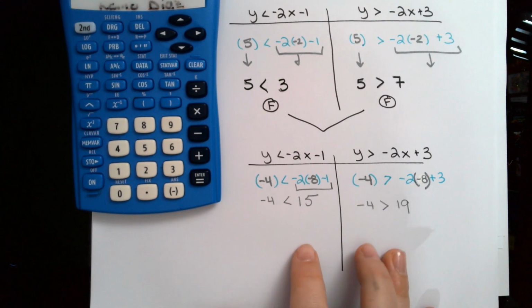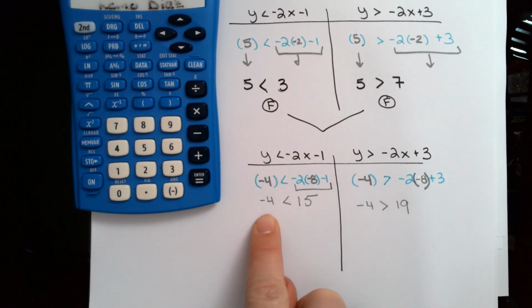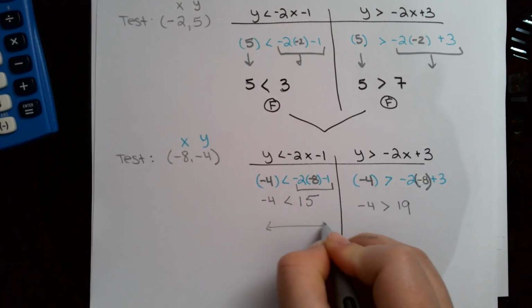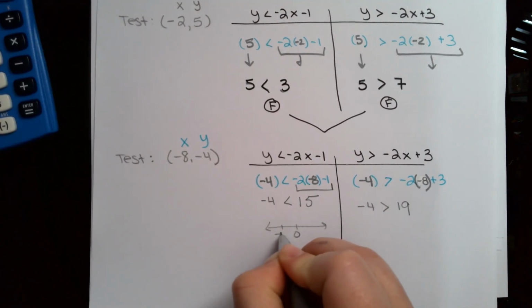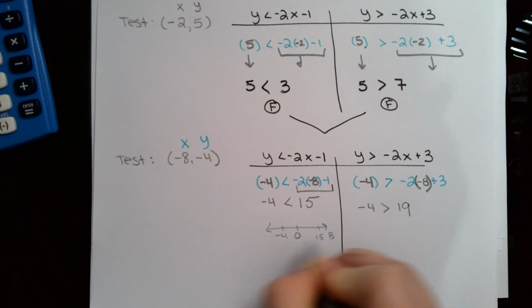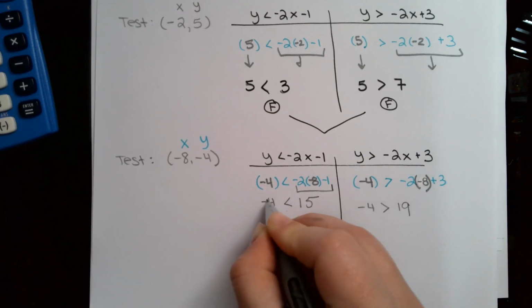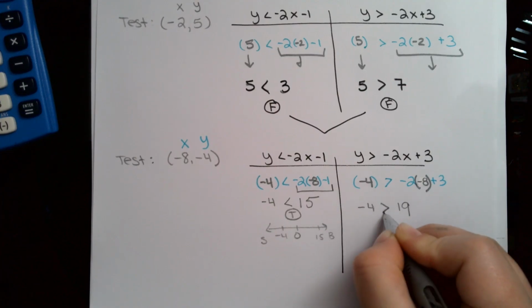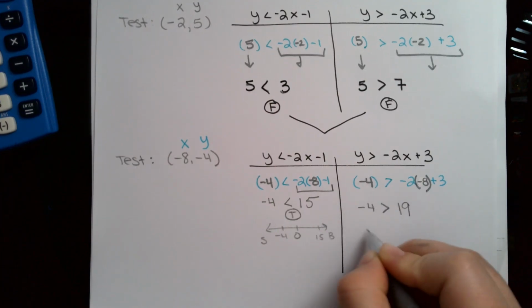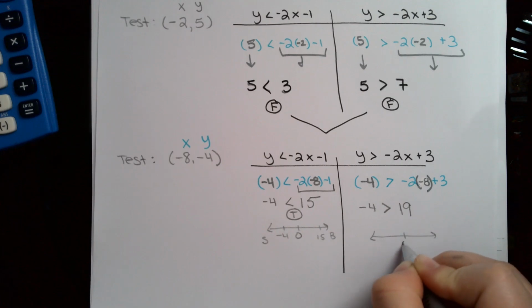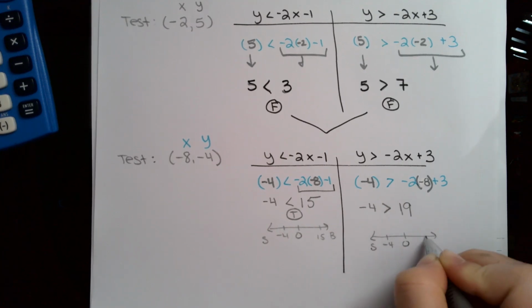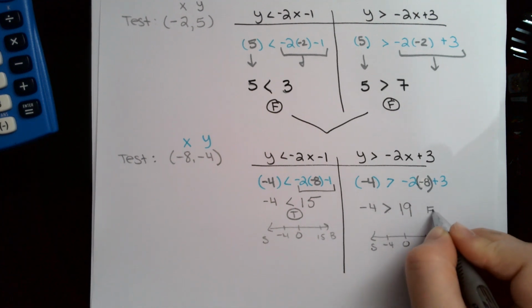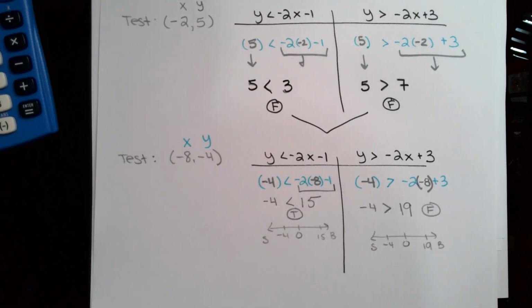Alrighty, let's take a look here. So we got negative 4 is less than 15. Is that true? Well, if you're not sure, you can again use the number line. Here's negative 4. Here's positive 15. 15 is bigger, negative 4 is smaller. Is negative 4 smaller than 15? Yes, that is true. Now we're looking at negative 4 is greater than 19. Where's 19? Where's negative 4? Negative 4 is here, meaning it is smaller. 19 is here, meaning it is bigger. So is negative 4 bigger than 19? No, this is false.